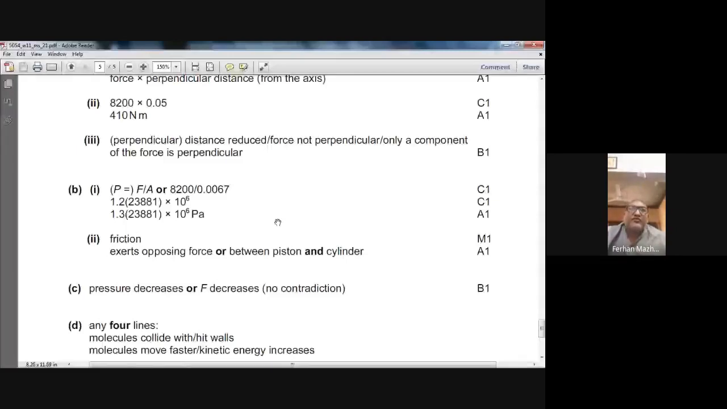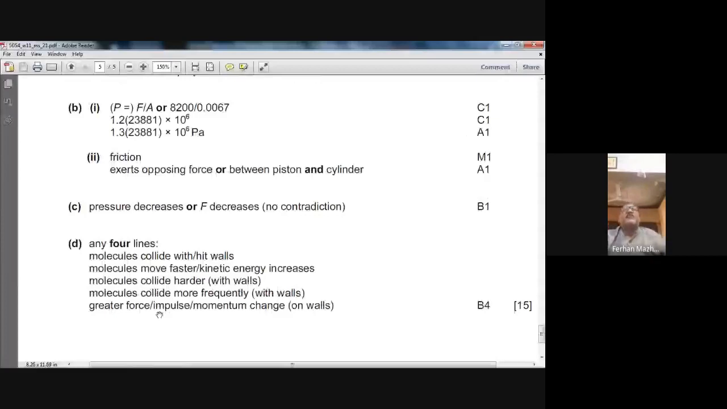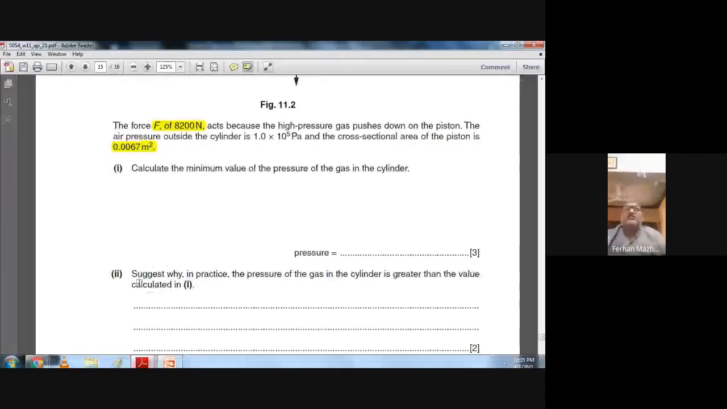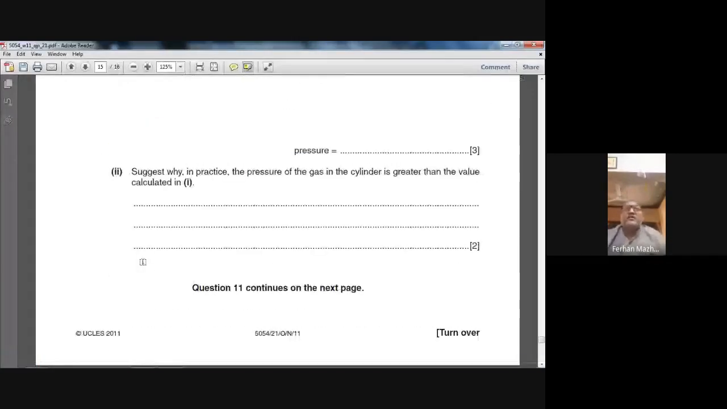Okay, let's move to the next question. He says, suggest why in practice the pressure of the gas in the cylinder is greater than the value calculated. The pressure which you just calculated, in real life the pressure inside the gas cylinder will be more than this. The reason is that gas pressure inside the cylinder has to overcome the atmosphere. It has to provide the force to the piston, plus another thing which we just ignored.